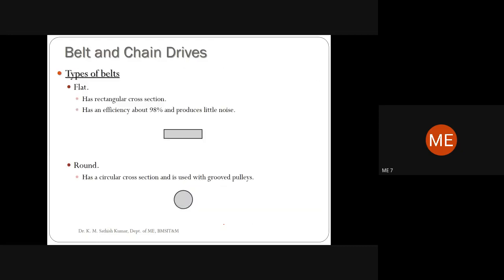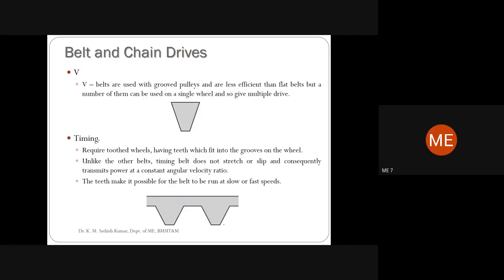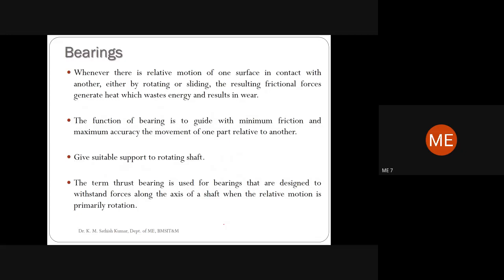Then when it comes to the types of belts, we have various different types which are called flat belt, round belt, V belt, and timing belts. And then the last one is what is called the bearings.